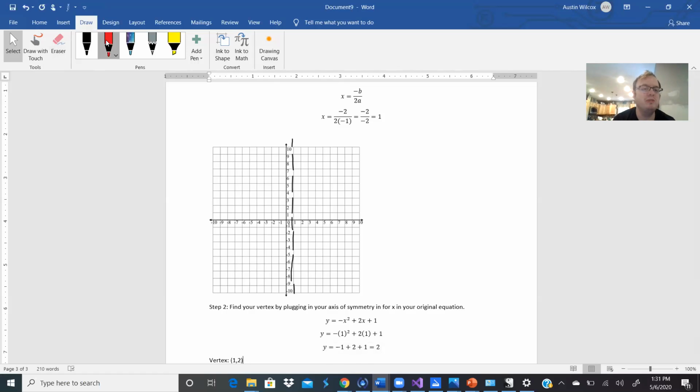And so this is going to be my axis of symmetry here. I mean, this is going to be my vertex. My vertex is going to be at 1, 2. Okay?